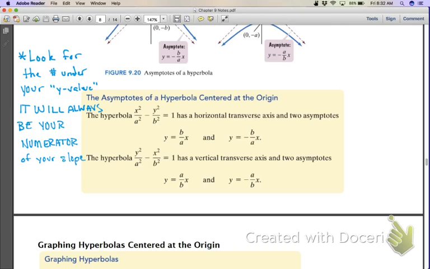It's not the end-all be-all as far as where it's at. It's just really a reference to know, hey, my hyperbola can't cross over that line. It's got to either stay to the left and the right of these two dashed lines, or it's got to stay above or below these two dashed lines.